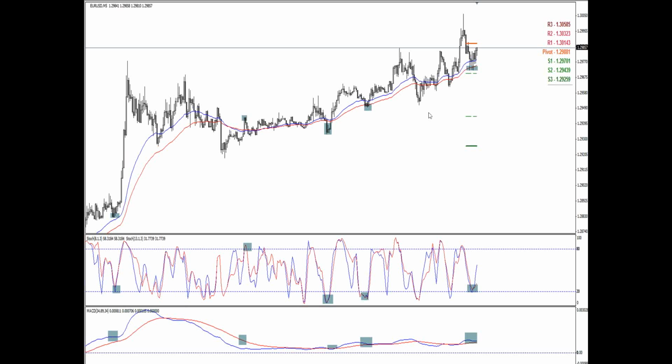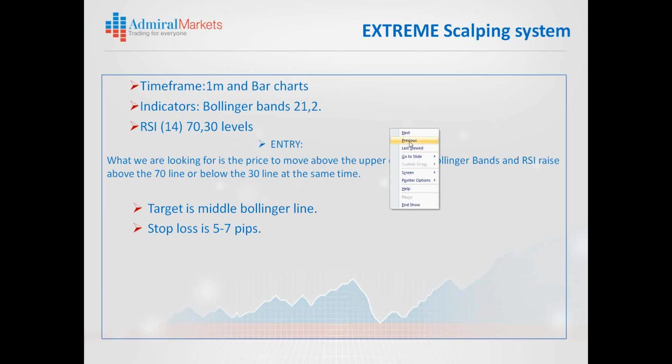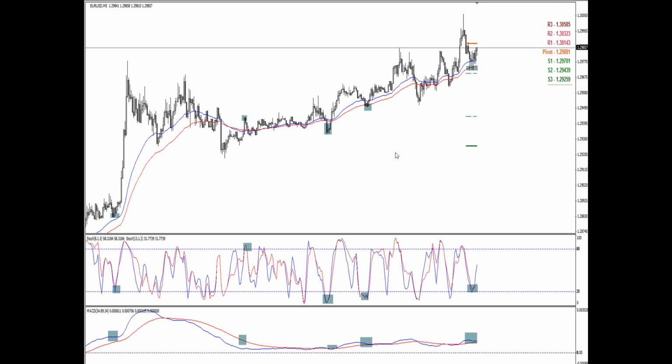I also published this strategy on Forex Ball and on the Admiral Markets Cerebral Creation blog. So this is also a good example of a very good strategy.